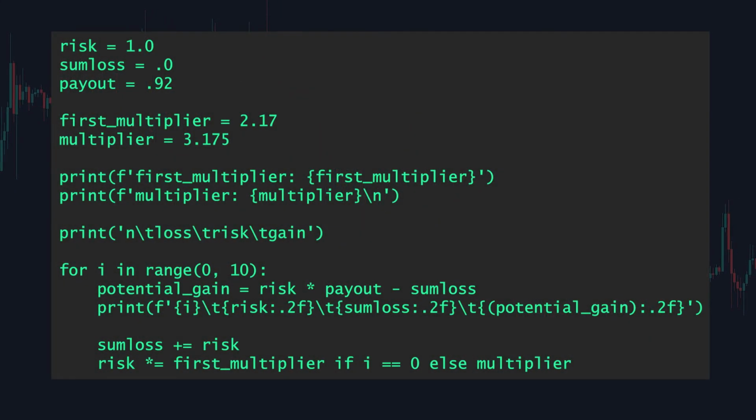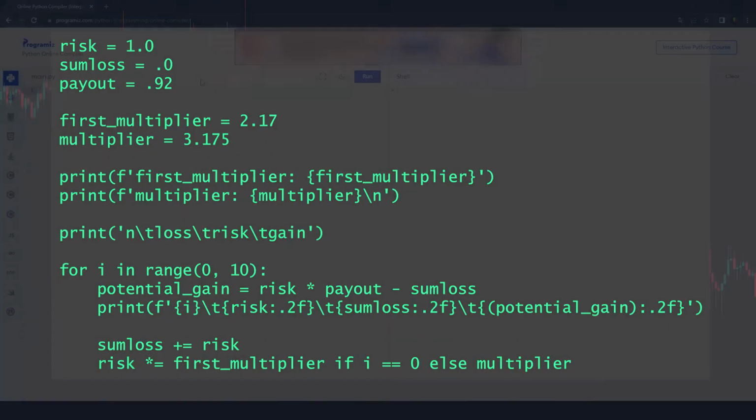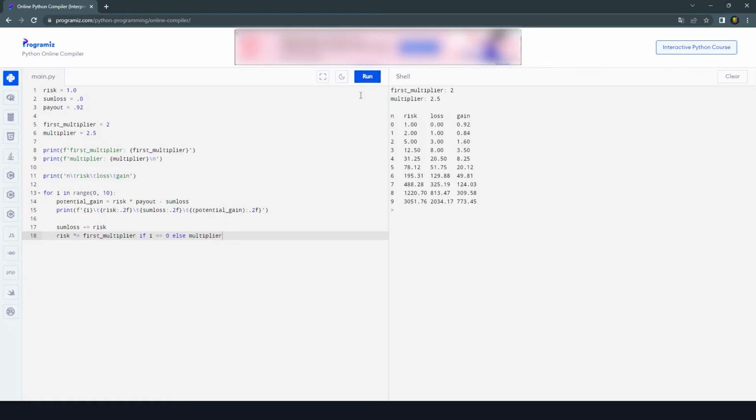You might use Excel for that, or this short Python script that I will add to the video description. I will add a link of an online interpreter as well, where you can just paste and run the code if you don't have Python installed. Feel free to play around by changing the multipliers or initial risk.